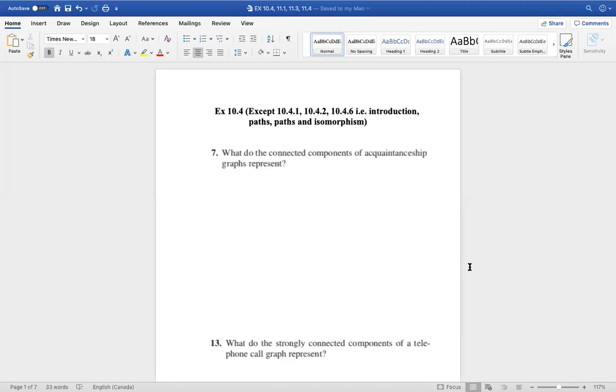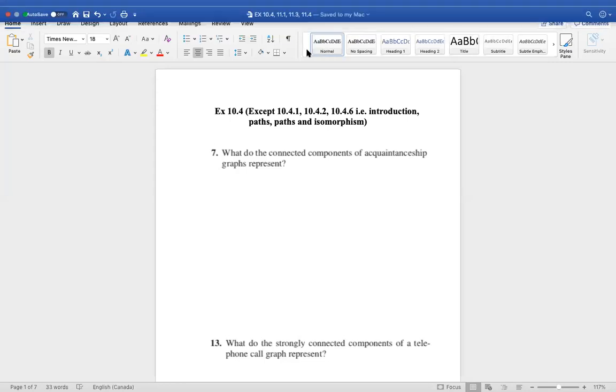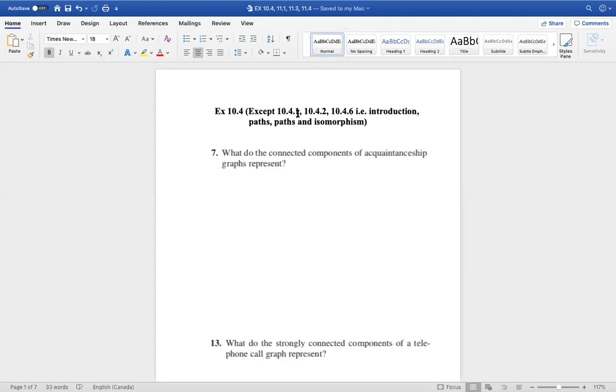Okay, let me know if you get my screen. Right, are you guys able to see the screen? Yep. All right.